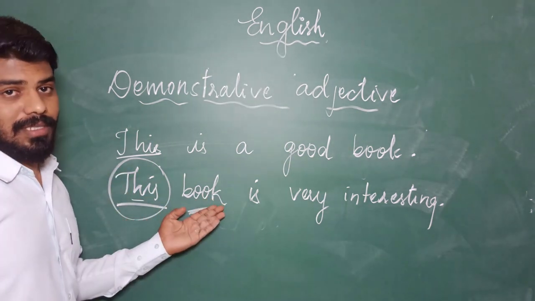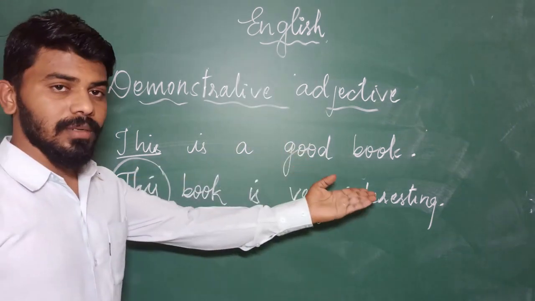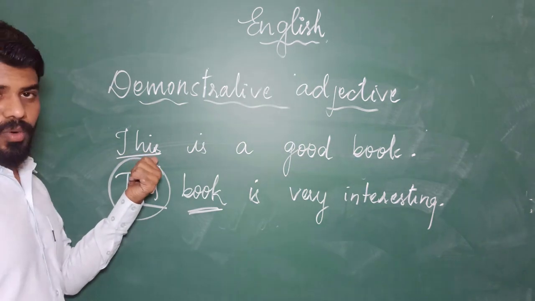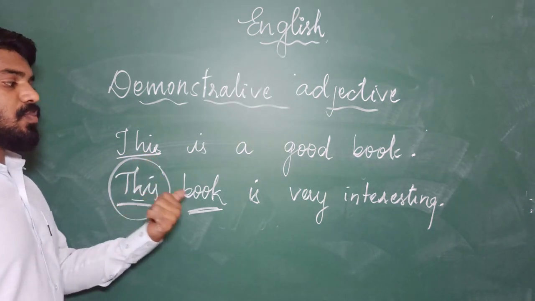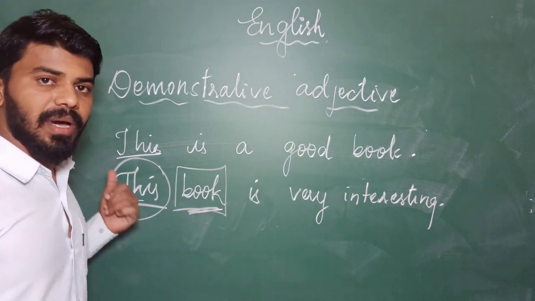This talks about the book. Hope it is very clear. This is a good book. Here, this is a pronoun. Here, this book is very interesting. The book has been qualified by the word this.